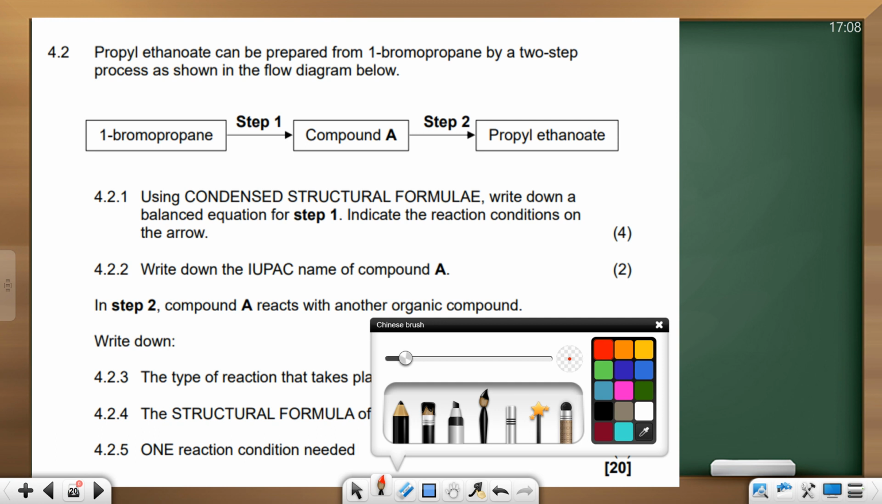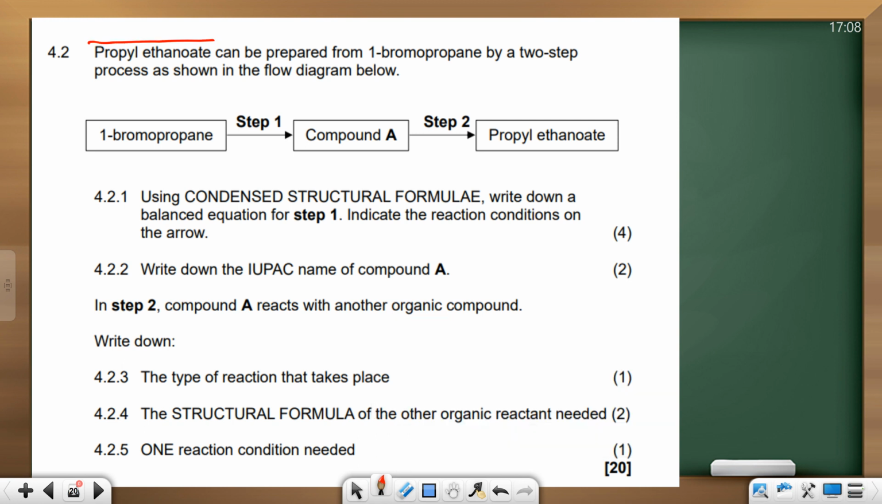Propyl ethanoate. What do you know about propyl ethanoate? It's an ester, formed from two things. Formed from what? It is from propanol and what? Ethanoic acid.